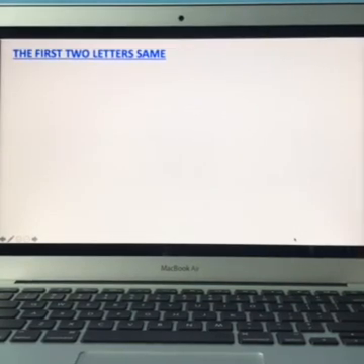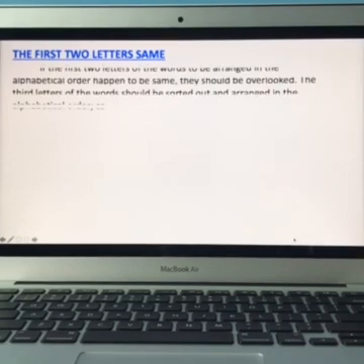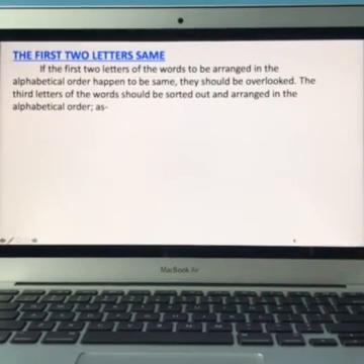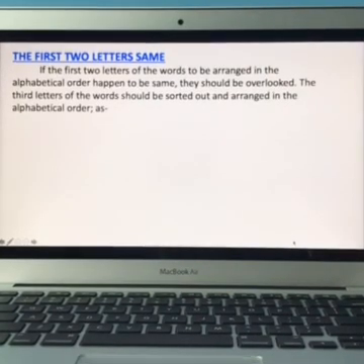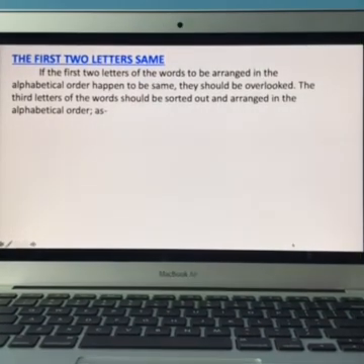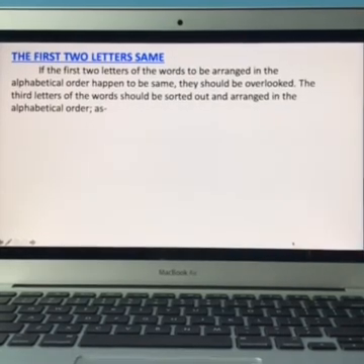What we will do when the first two letters will be the same? The first two letters same. If the first two letters of the words to be arranged in the alphabetical order happen to be same, they should be overlooked. The third letters of the words should be sorted out and arranged in the alphabetical order as.